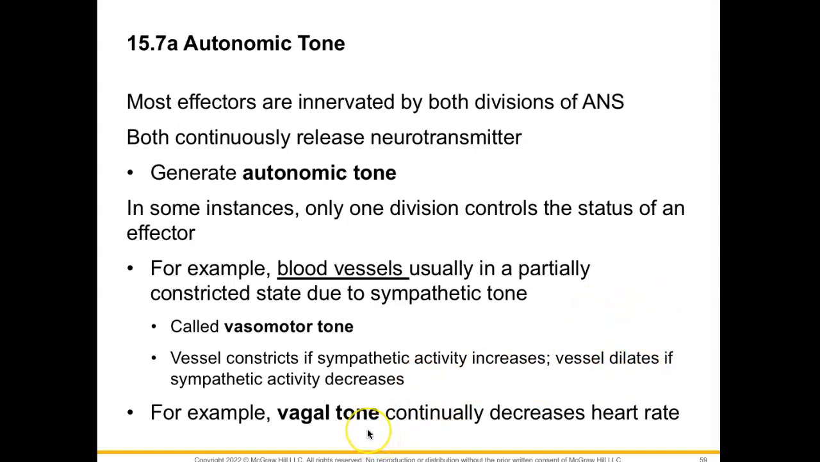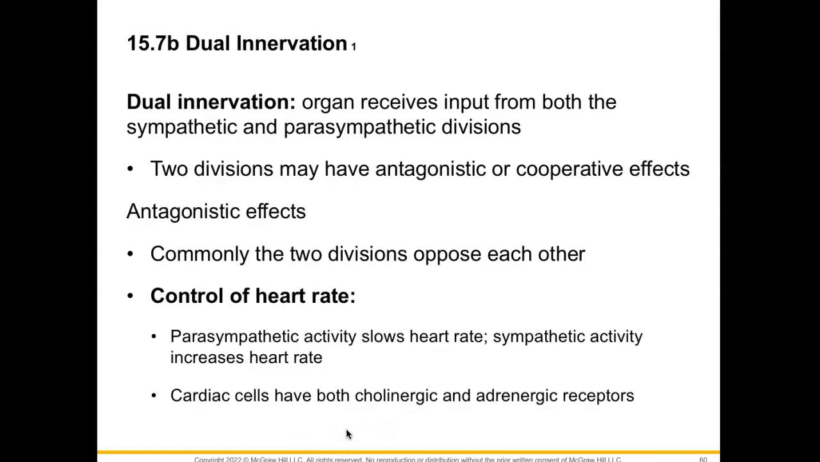And for our vagal tone, we are going to continually decrease our heart rate. And remember, our vagus nerve, which is referenced in terming this vagal tone, has parasympathetic fibers moving through it. I mentioned at the beginning of the chapter that your ANS has something called dual innervation, meaning that most of our organs are going to receive input from both sympathetic and parasympathetic divisions, and they're going to have antagonistic or cooperative effects. So let's talk about those antagonistic effects.